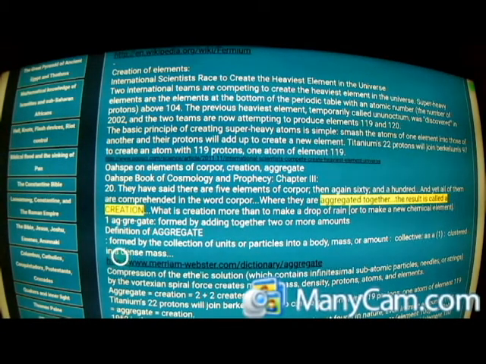From Merriam-Webster.com/dictionary/aggregate. Aggregate: formed by adding together 2 or more elements. Definition of aggregate: formed by the collection of units or particles into a body, mass, or amount. Collective, as one clustered in a dense mass.